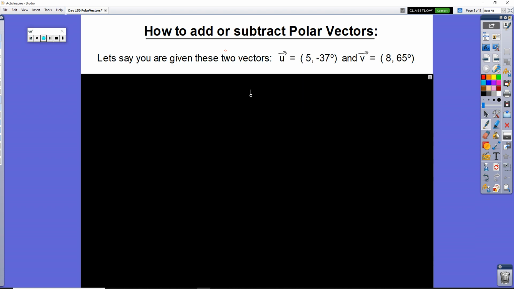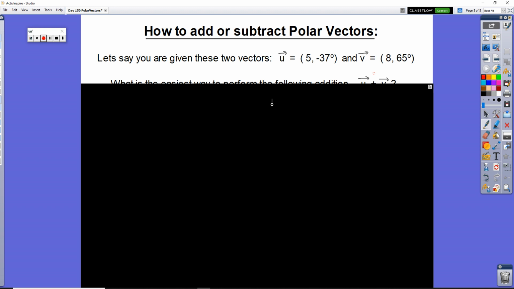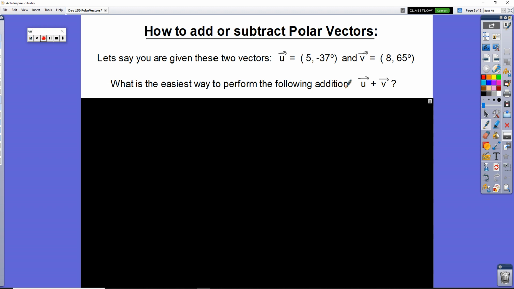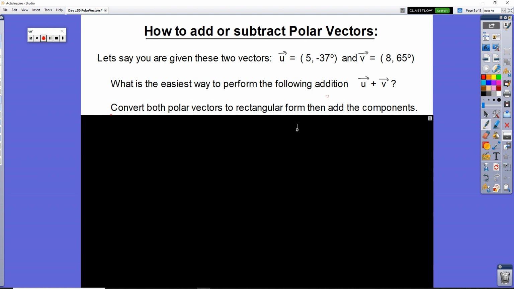So let's say you're given these two vectors. Vector u is 5 comma negative 37 degrees and vector v is 8 comma 65 degrees. Notice both of these are in polar form right now because we have a length and directional angle for each. The easiest way to perform the addition of vector u and vector v would be to actually convert both polar vectors into rectangular form. That's going to make your job of adding the components together really simple.